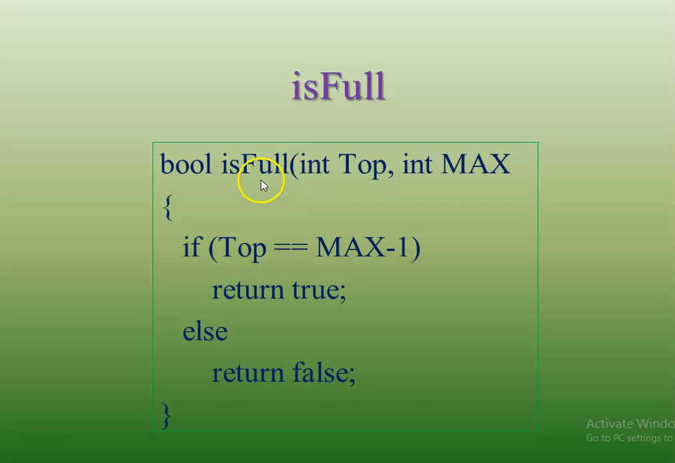So this is a function returning a Boolean value, either true or false. True is returned when top equals max minus 1. Otherwise, a false value is returned. So these are the two basic or simple operations performed on a stack before going on to push or pop operations. These will be checked.